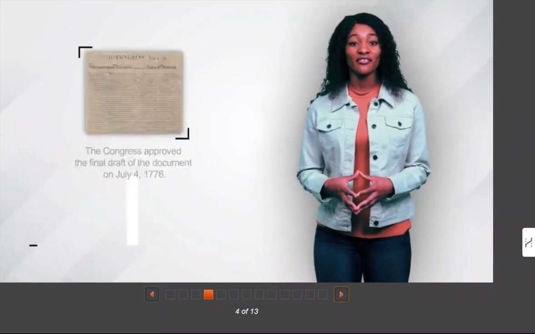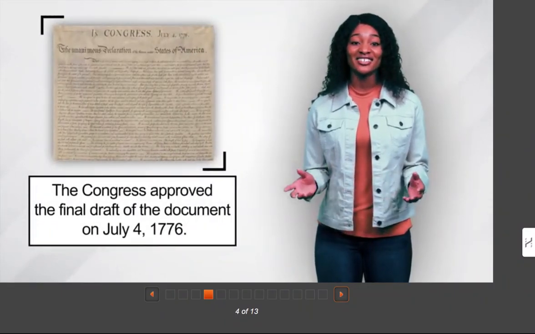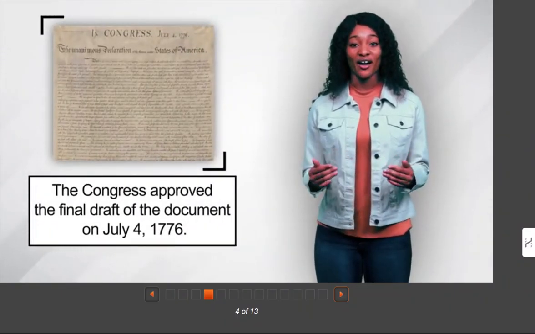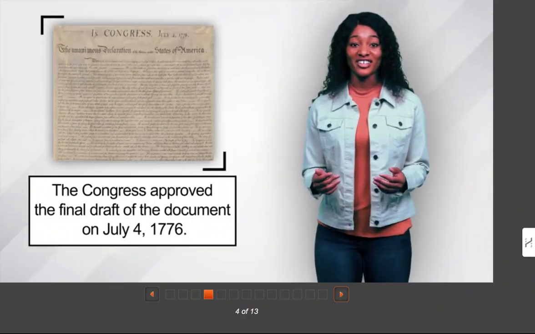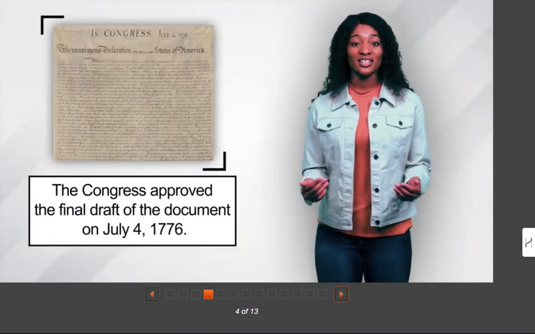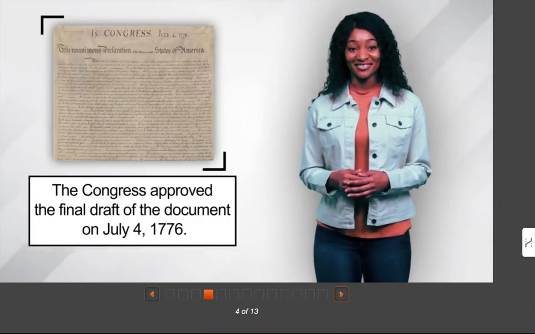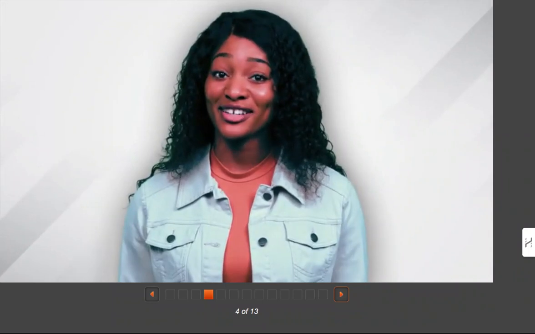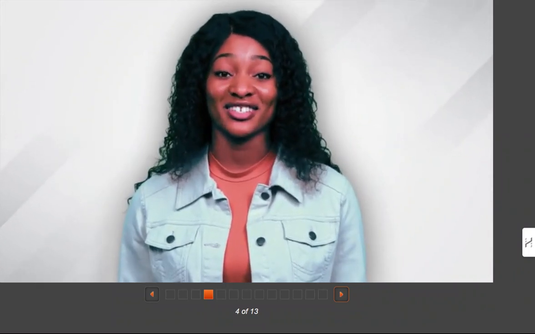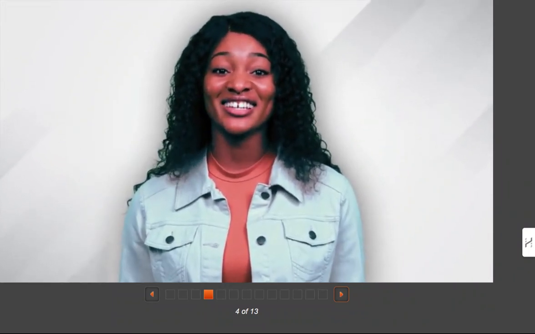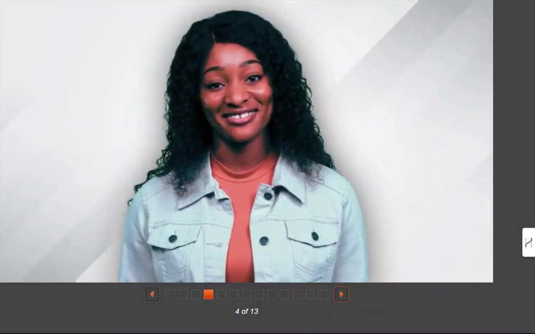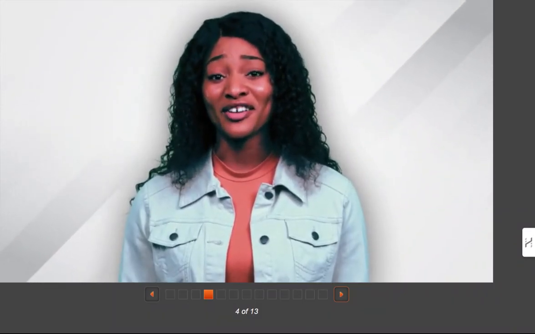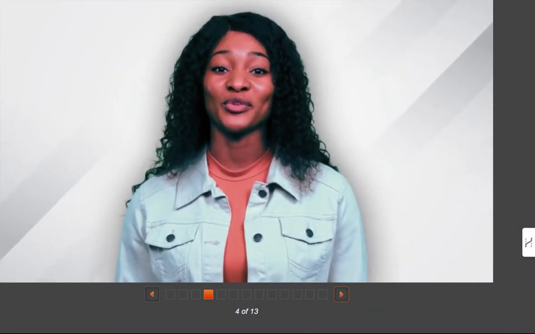On July 4, 1776, the Second Continental Congress approved the final draft of the document. On August 22nd of that year, representatives from all 13 colonies signed it. So, after many years of British rule and months of discussion, the colonies had finally established themselves as independent. It took a long time, but the American colonies would never be under foreign rule again.